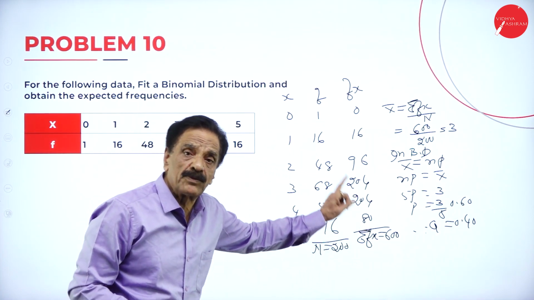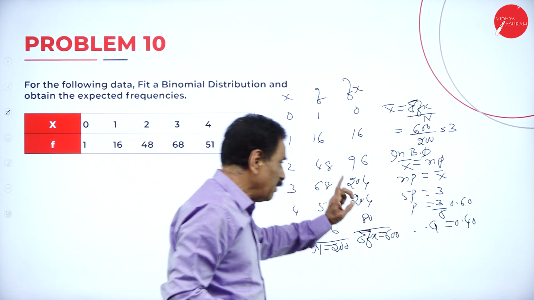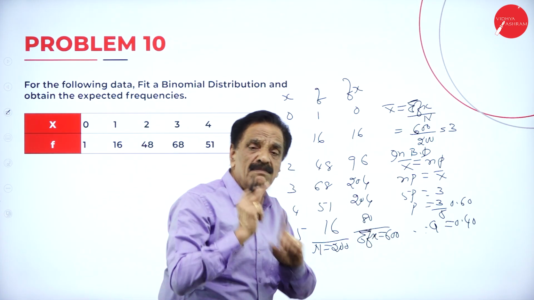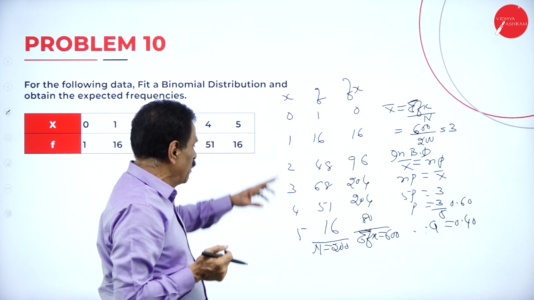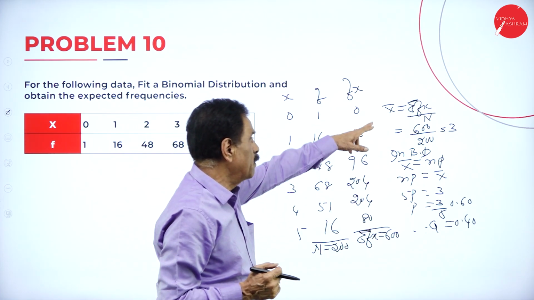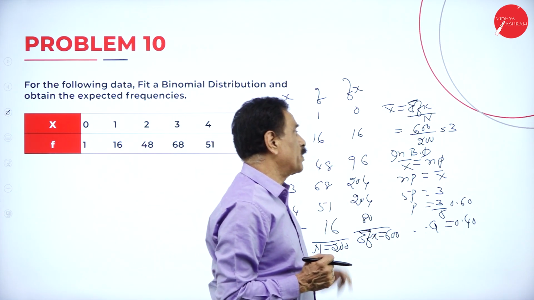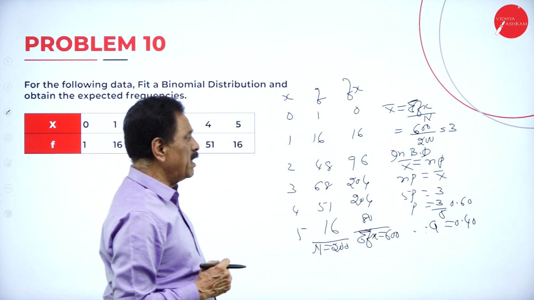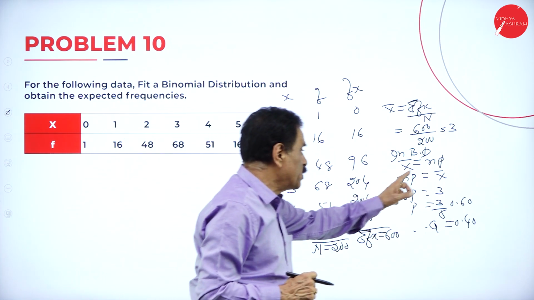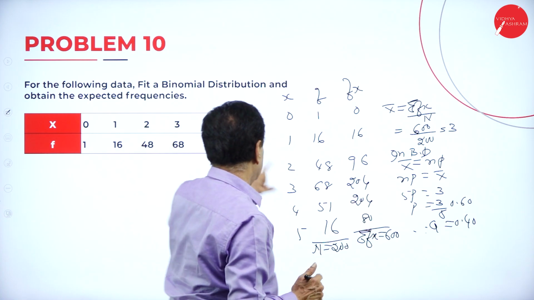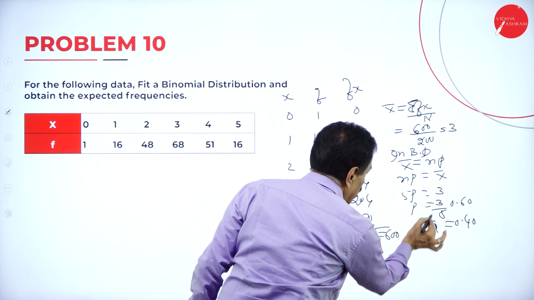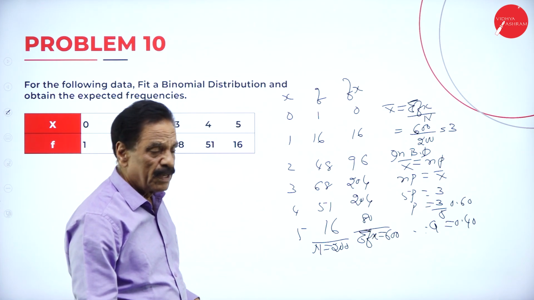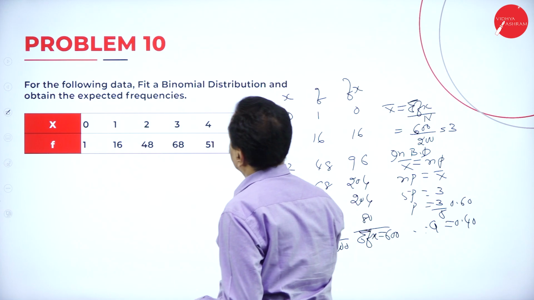So always p plus q is equal to 1. You must have this bifurcation. This you have to learn. Why do you require this now? We require p, we require q in the binomial distribution. First, add this sigma fx. Mean is equal to sigma fx over n. 600 divided by 200 is 3. In binomial distribution, mean is equal to np, or np is equal to mean. How many items are there? 5. 5p is equal to 3. P is equal to 3 by 5, 0.60. Q is equal to 0.40. Then we'll move on now.